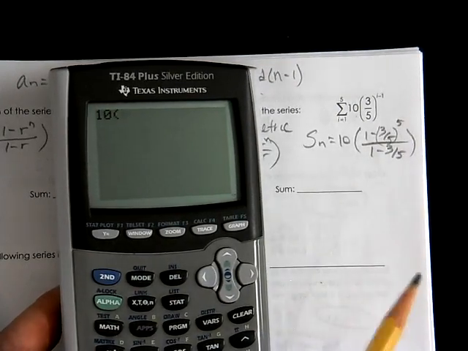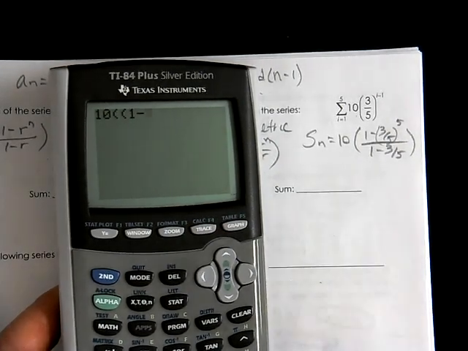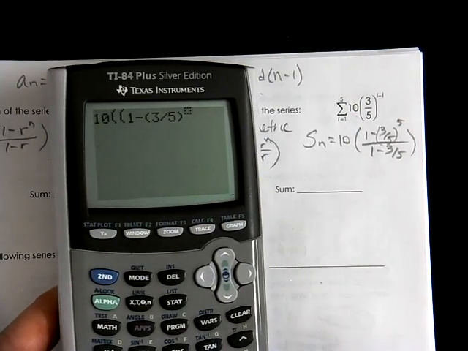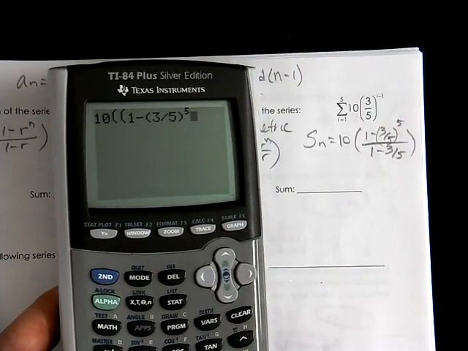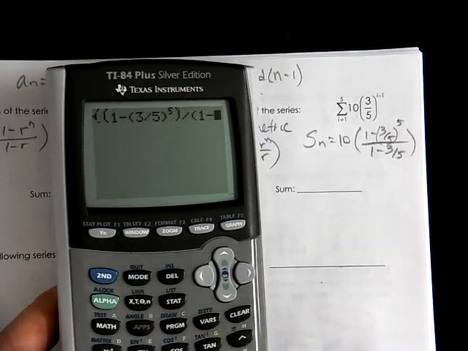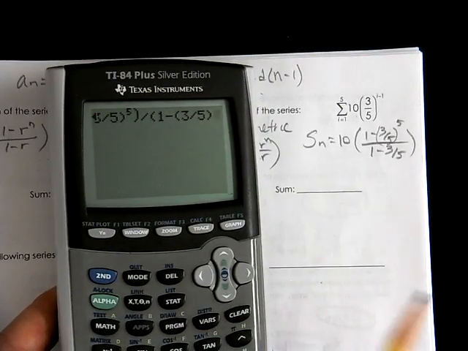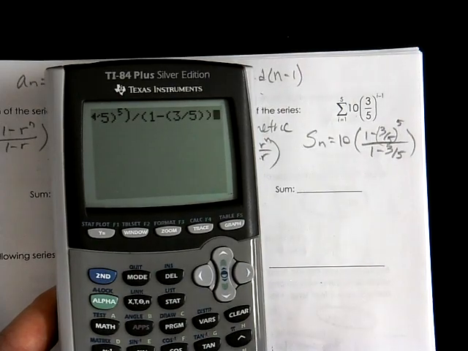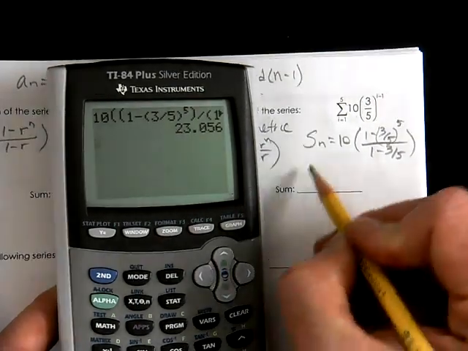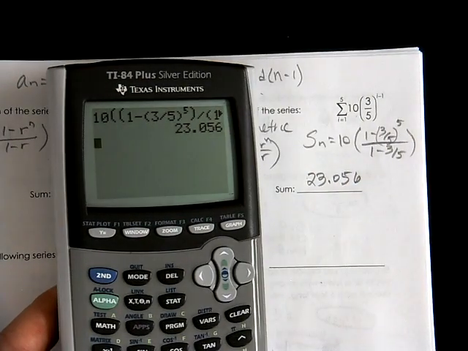So we have 10 times, the numerator needs another set of parentheses around it, 1 minus, I have a fraction, so I'm going to put parentheses around that, 3 divided by 5, and that fraction is being raised to a power, and that's the conclusion of the numerator, and we divide that by 1 minus, I use another set of parentheses around the ratio, and that closes off my denominator, which closes off my entire equation. Looks like I get 23.056.